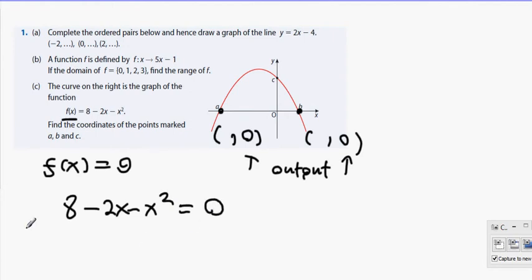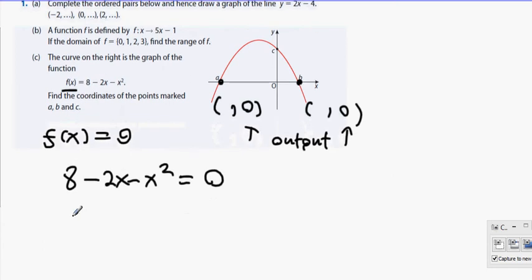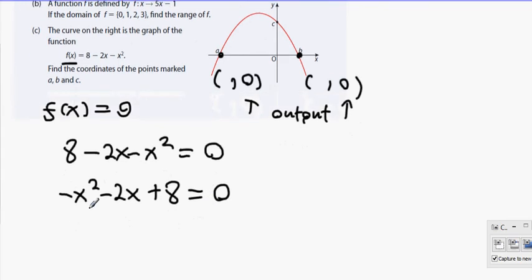What we do next is we can rearrange it so that the x squared goes at the front, the x goes in the middle, and the 8 goes last. Now, we've never done a quadratic equation with minus x squared before. That's why we multiply both sides by minus 1. And we get x squared plus 2x minus 8 equals 0.